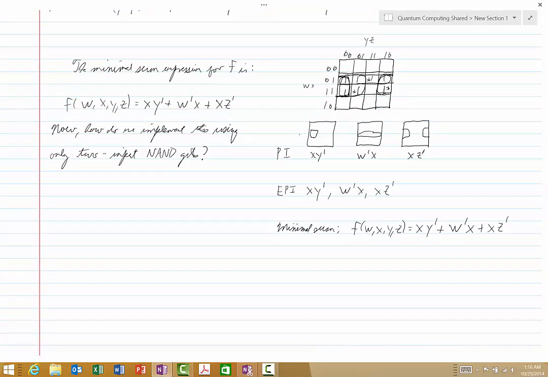Well, my recommendation to you is the following. We write down this function, xy prime, or w prime x, or xz prime, and we make this observation. That function is equal to itself complemented twice. Now, you'll see why we want to write it in that way in just a moment.